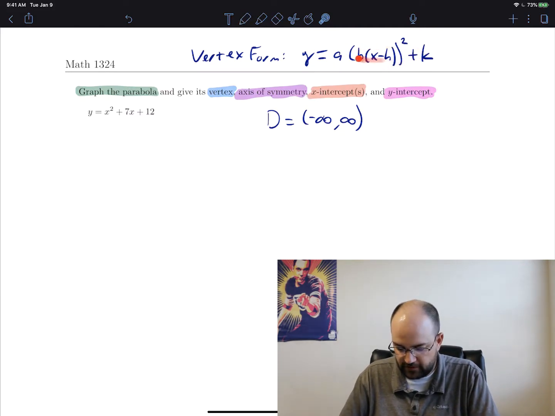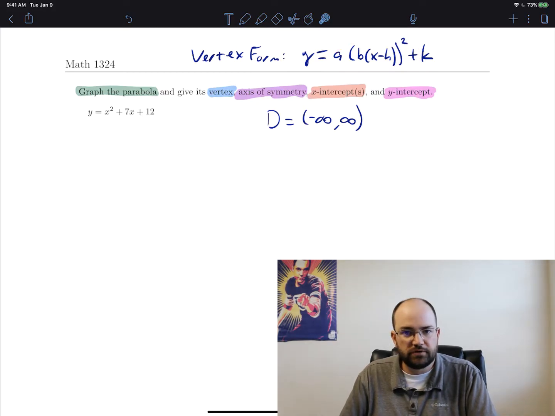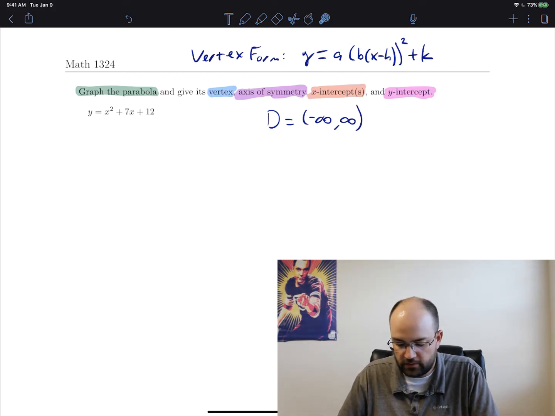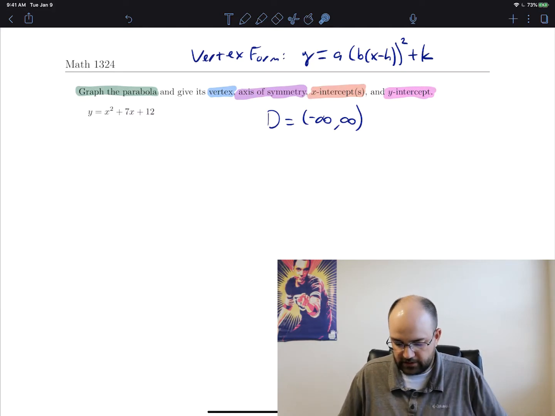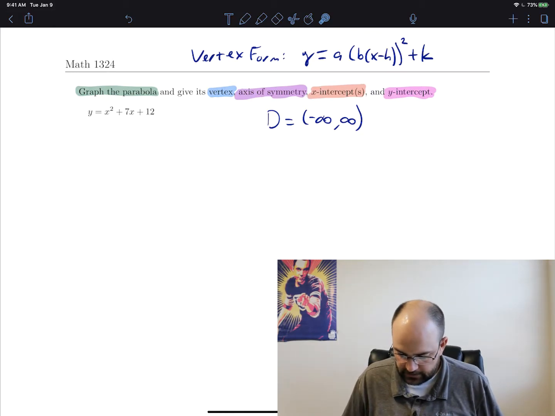Now this should be very familiar to you. It's pretty much the same transformations that you saw. A is a vertical stretch. B is a horizontal stretch. H is a horizontal shift. K is a vertical shift. And A can be negative or positive, and B technically can be negative or positive, but we don't usually deal with those.